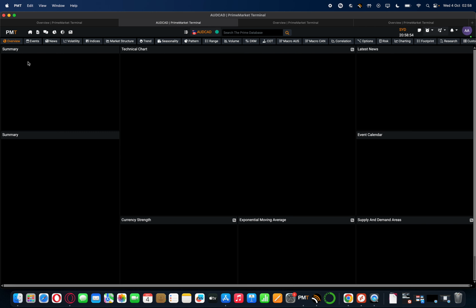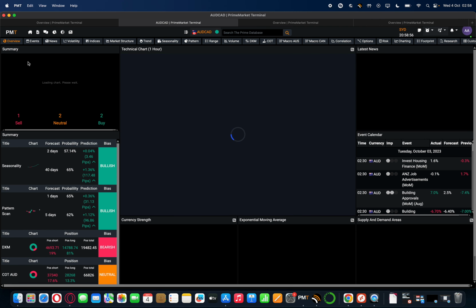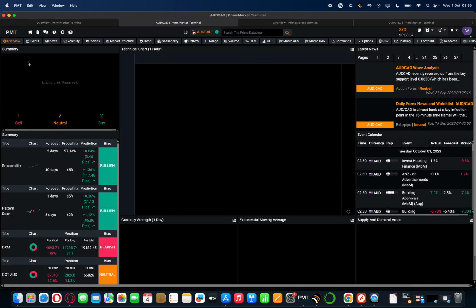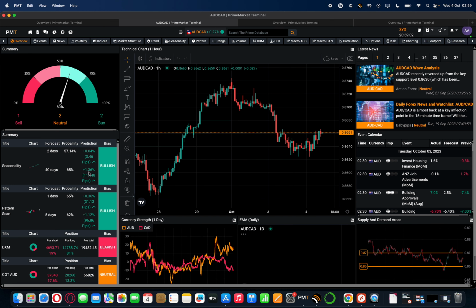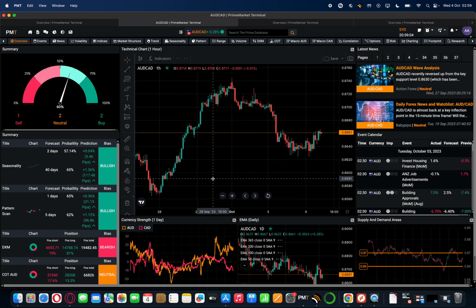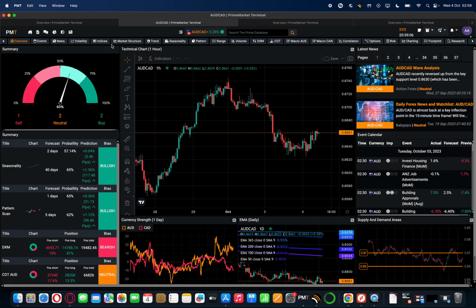Okay, so it's going to come up with this kind of interface. On this interface, you can see the first page we have here is the overview page. The overview page is just to show you the summary of what each other tab is going to show you. For example, we have the seasonality. Seasonality is going to tell you according to the season, is the market bullish or bearish. You can see according to the data that we have, the market is currently bullish.